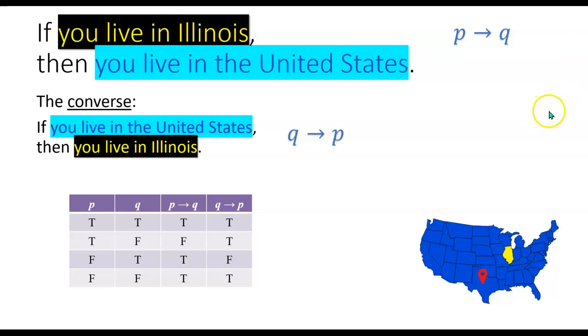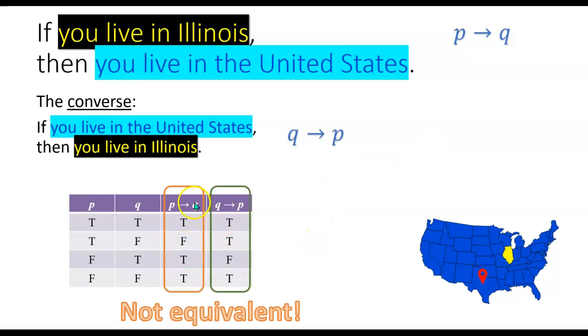But the converse of a true statement is not necessarily true. It's not necessarily true that if you live in the United States, you live in Illinois. It's possible that you could live in the United States, that part is true, but that you live in Illinois would be false. Say, for example, if you live in Texas.